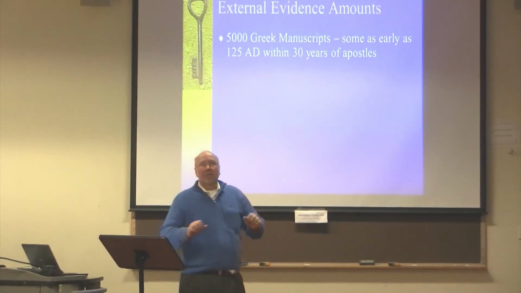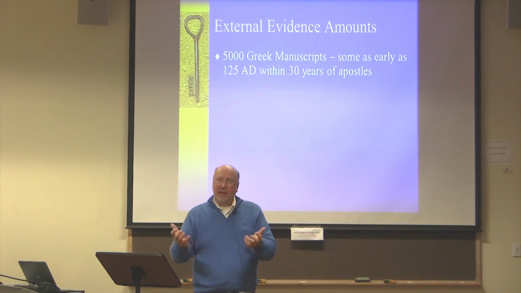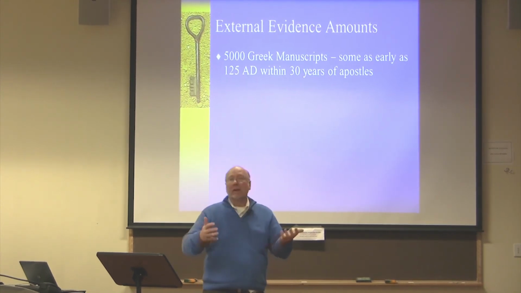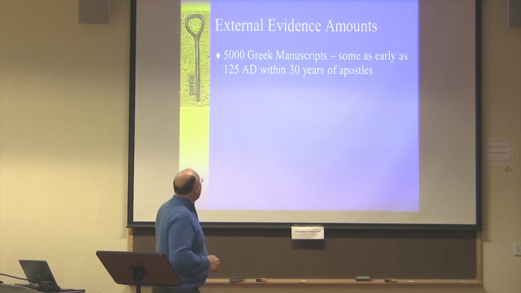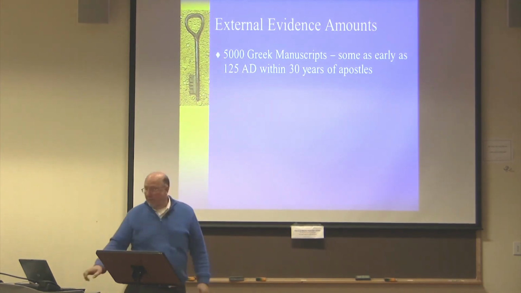So anyway, going back, Greek manuscripts. They've got 5,000 Greek manuscripts, and scholars gather all these manuscripts together, and they compare them to see where they disagree, to see where they agree with one another. And some are as early as 125, within 30 years of when the apostles lived.